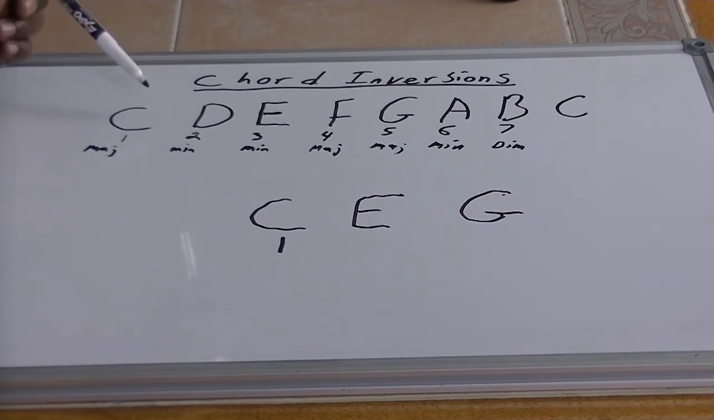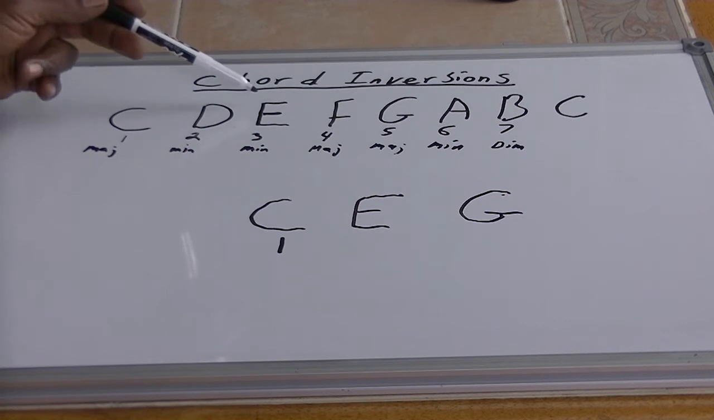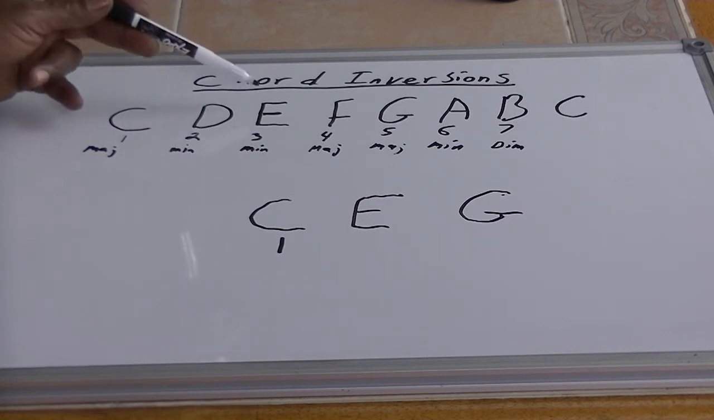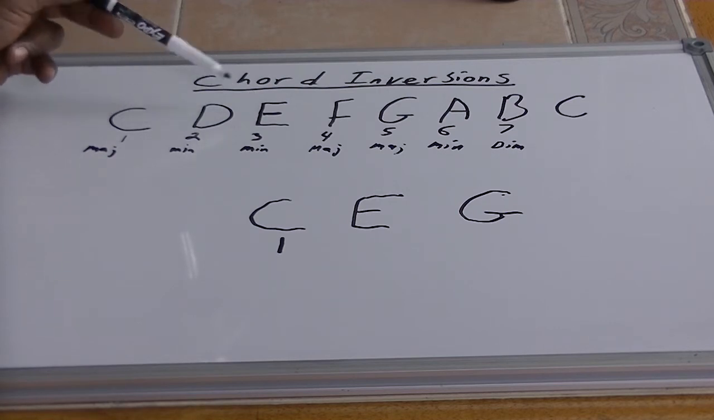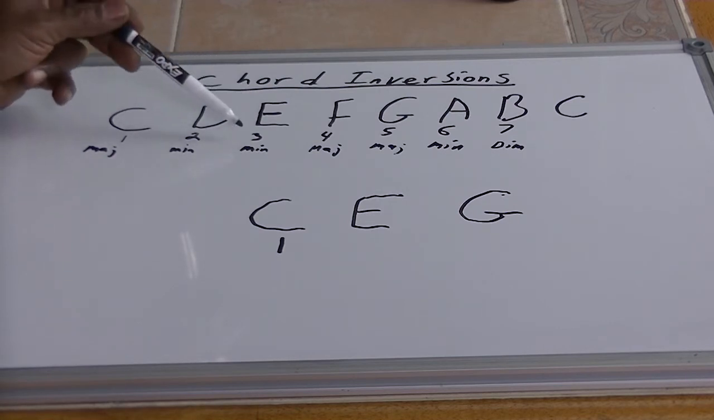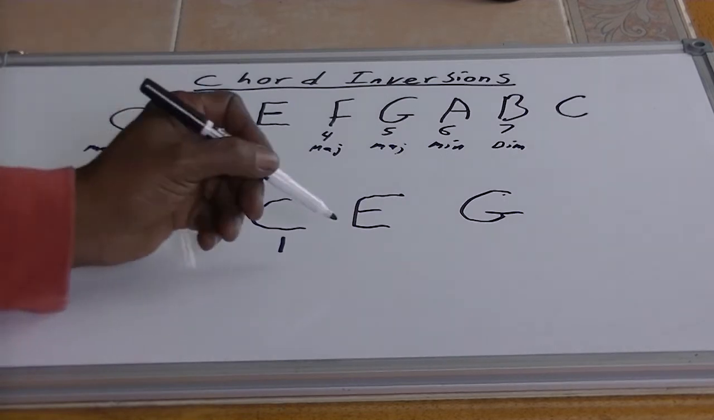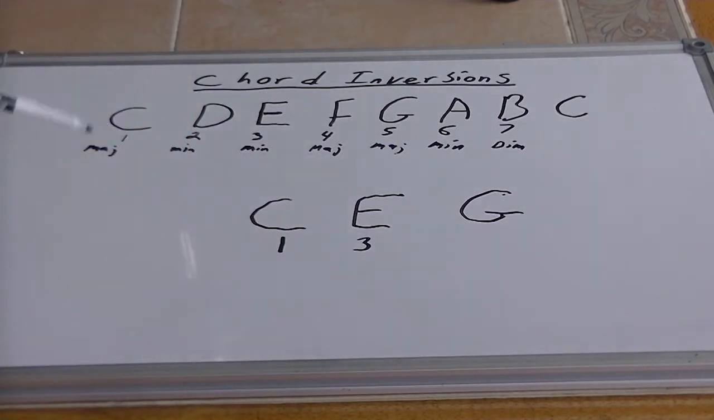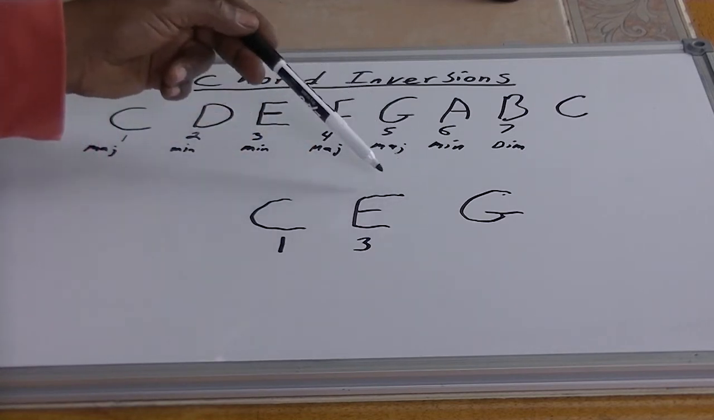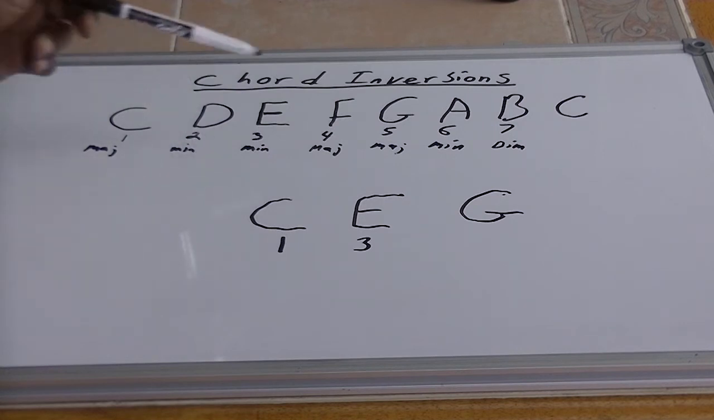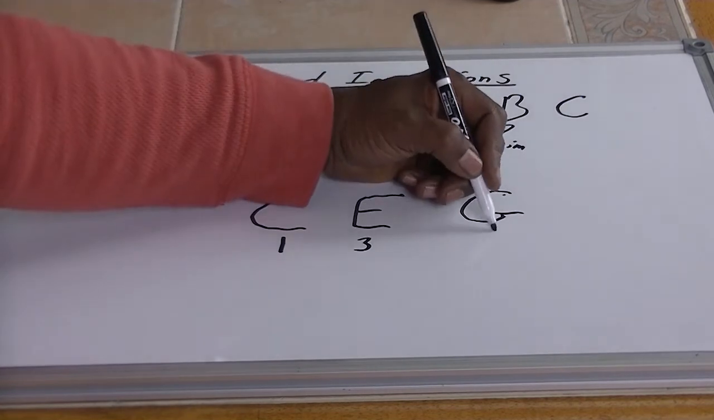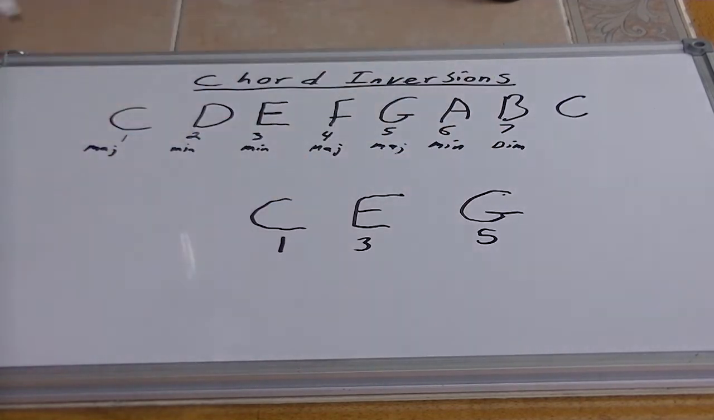And then we proceed to the E note. The E note is higher in pitch than the C note. The C is the root note. The E is higher in pitch than the root note, and it's also the 3rd note of the scale. So I'm going to put a 3 there. And finally, we have the G note. The G note is higher in pitch than either of the C or the E. And because G is the 5th note of the scale, I'm going to write the number 5 in here.